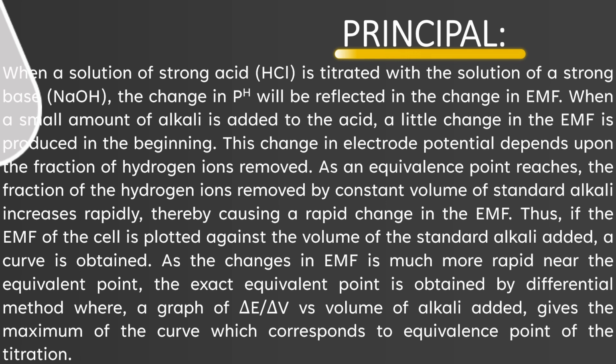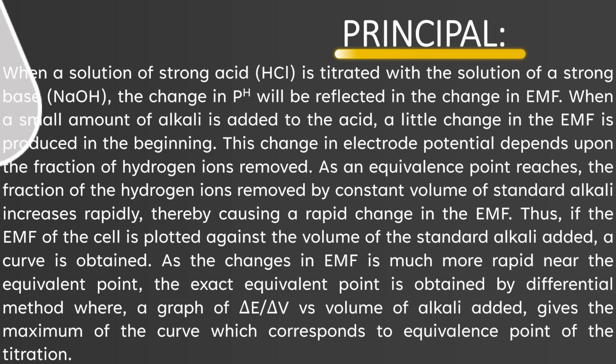As the equivalence point is reached, the fraction of the hydrogen ions removed by a constant volume of standard alkali increases rapidly, thereby causing a rapid change in the EMF. Thus, if the EMF of the cell is plotted against the volume of standard alkali added, a curve is obtained.